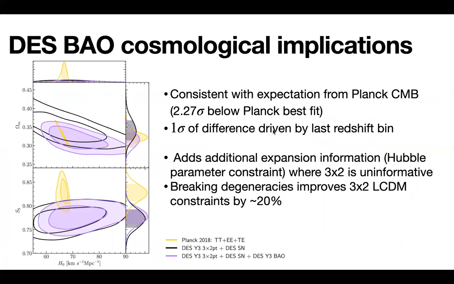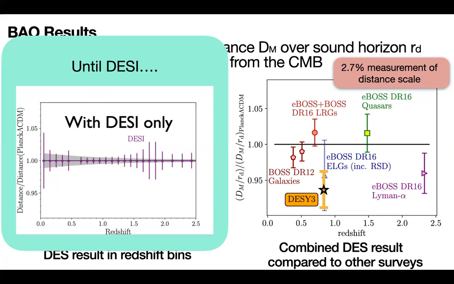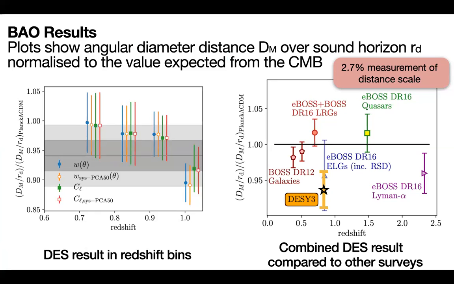Jack, can I ask something? So the y-axis here, this DM, I thought was some sort of combination of the transverse angular diameter distance and the longitudinal distance. But I thought you were saying that with DES you have essentially no sensitivity to the line of sight direction. So your measurement, I guess, is just DA. Is that right? Yeah, exactly.